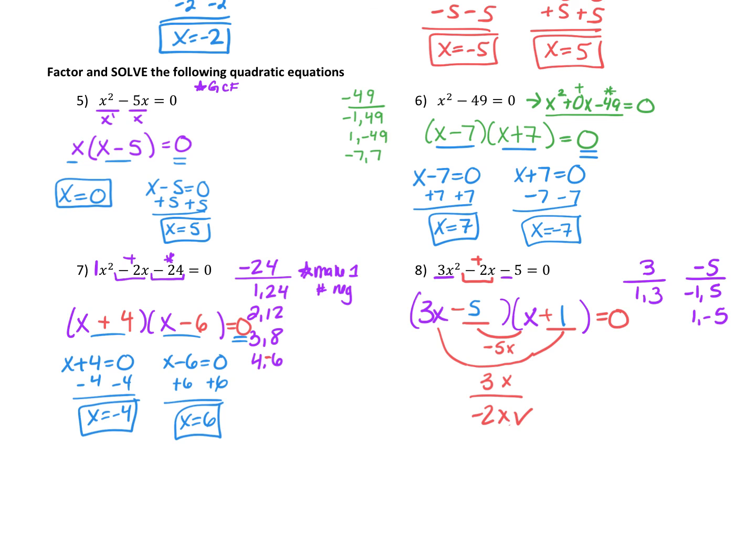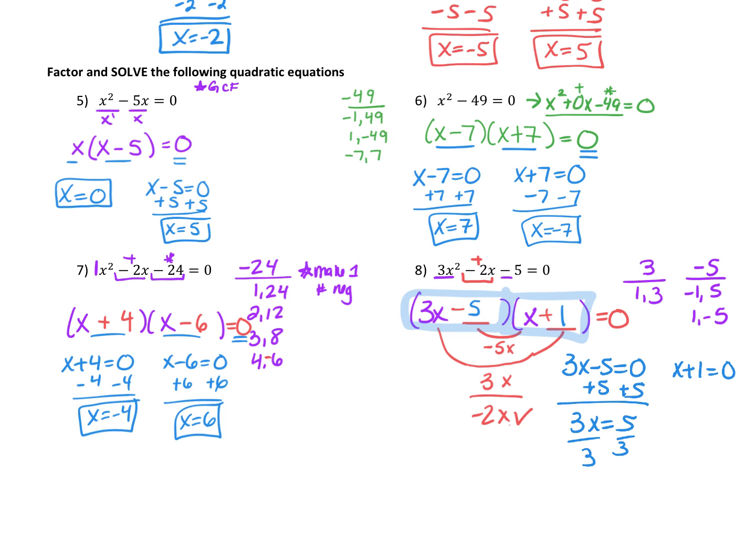Now I need to solve. So now I'm going to set 3x minus 5 equal to 0 and x plus 1 equal to 0. So I'm going to add 5. Then I'm going to divide by 3. Since 5 does not divide by 3, I'm going to leave this at 5/3. I'm going to minus 1, and so my other answer will be that x equals negative 1.